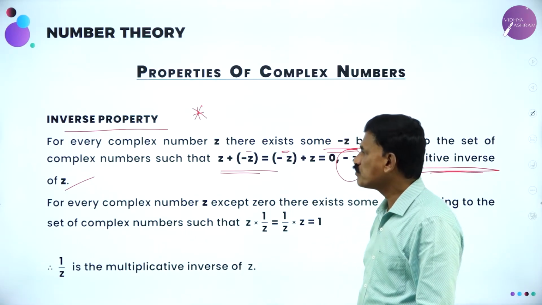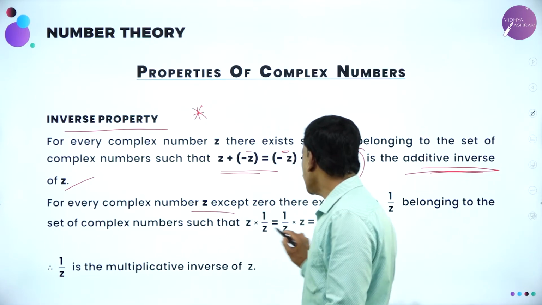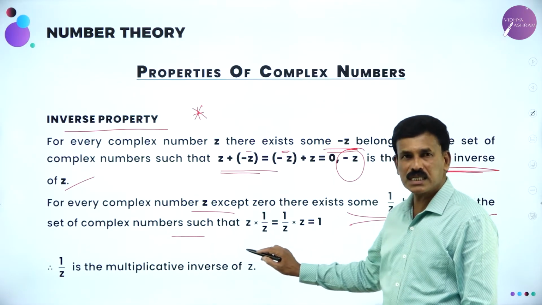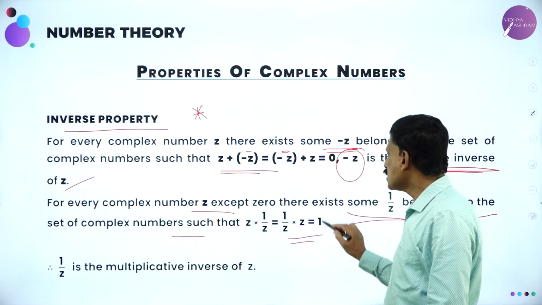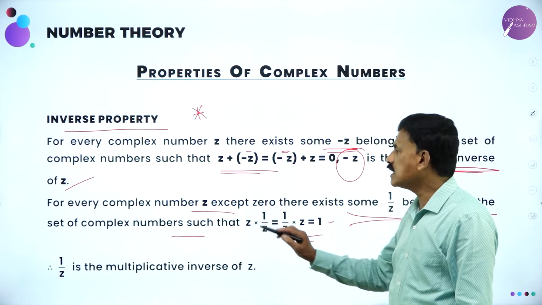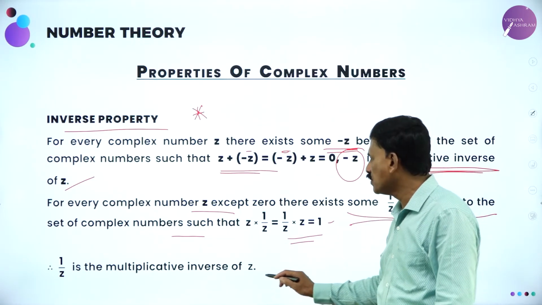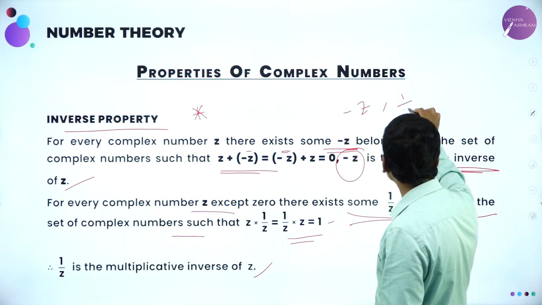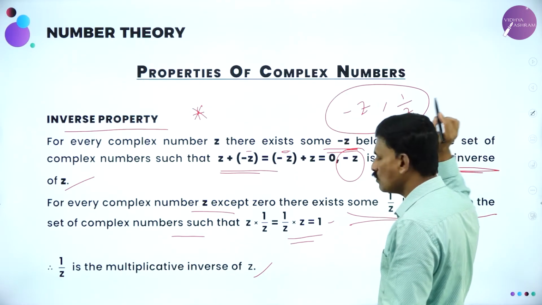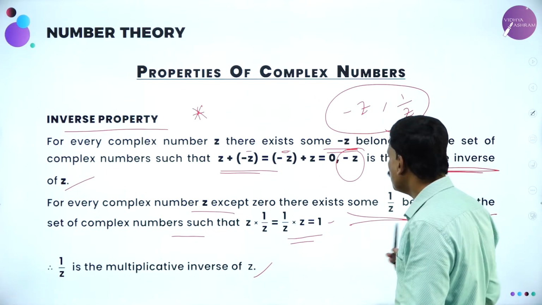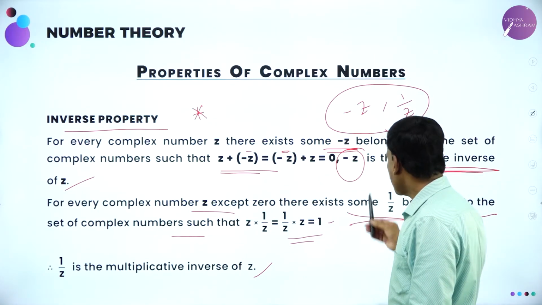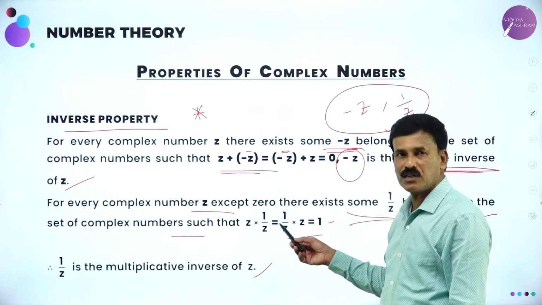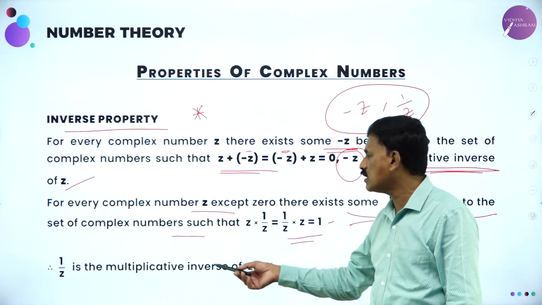Now for every complex number z except 0, there exists 1 by z belonging to the set of complex numbers such that z into 1 by z is equal to 1 by z into z is equal to 1, then 1 by z is called the multiplicative inverse of the complex number. So the additive inverse is minus z and the multiplicative inverse is 1 by z for a complex number. So for a multiplicative inverse, for a complex number z, 1 over z belongs to the set of complex numbers such that z into 1 by z or 1 by z into z is equal to 1, and it is called the multiplicative inverse.